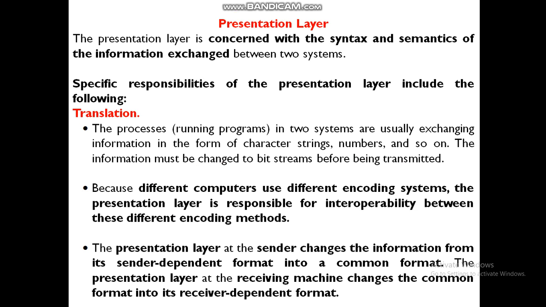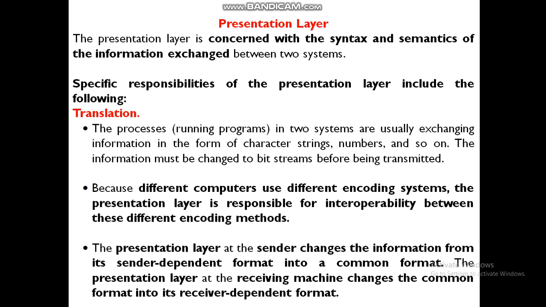The next layer is the presentation layer. The presentation layer is mainly concerned with the semantics and syntax of the information. That means the sender and the receiver may be using different kinds of semantics or different ways of exchanging information. Different kinds of protocols may be used for encoding messages. So this has to be translated into a common platform that is understandable by the sender and the receiver.